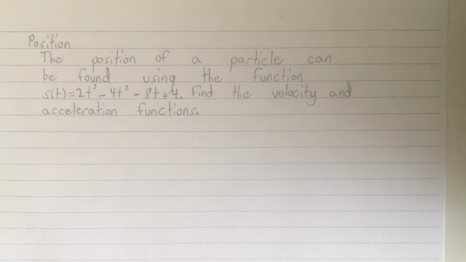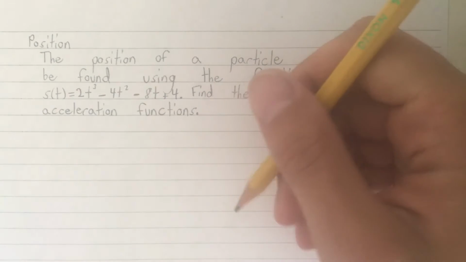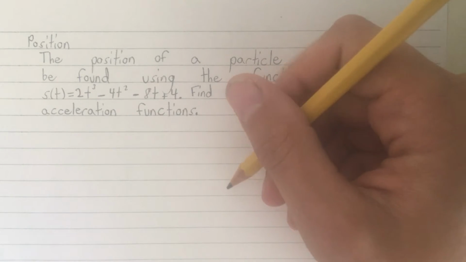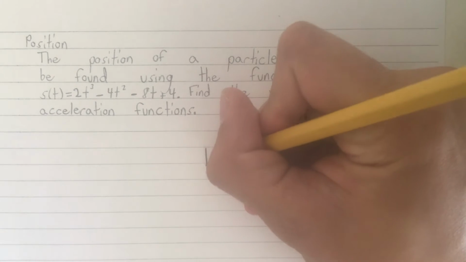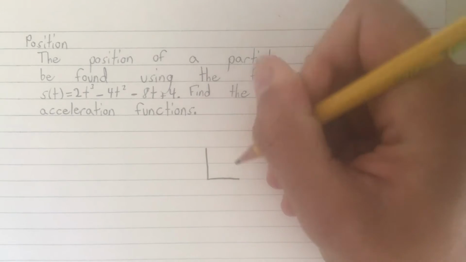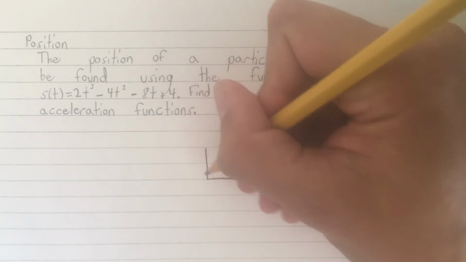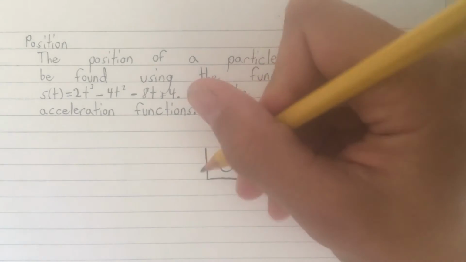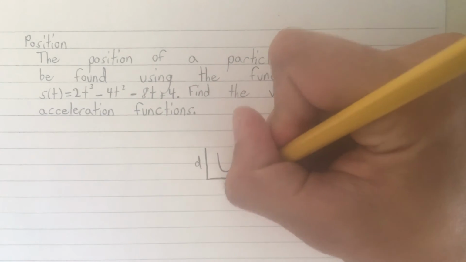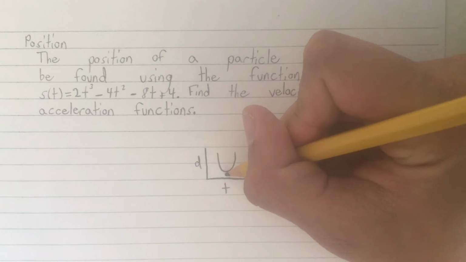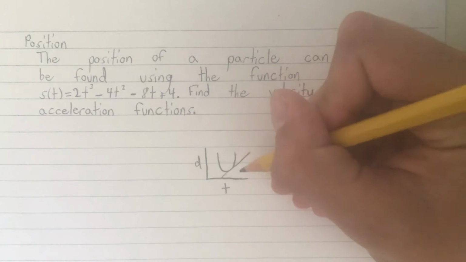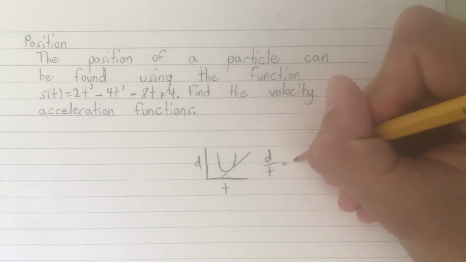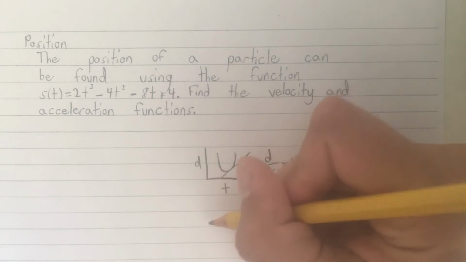So if we're trying to find the velocity or acceleration functions based off of a position function we are given, we're able to do that using the derivative, right? So if we have, say, this graph, just any position function, and we have our distance and our time, if we take the derivative, we're going to get a line that looks something like that. And the slope of this tangent line is going to be distance over time, which equals velocity, right?